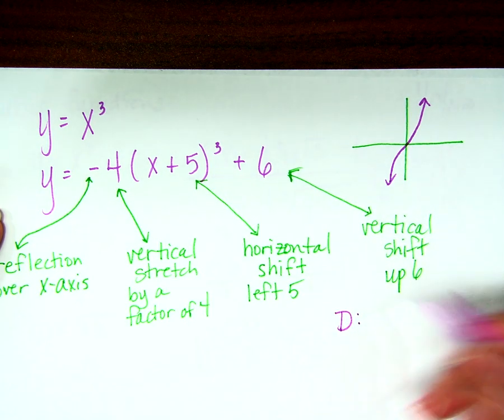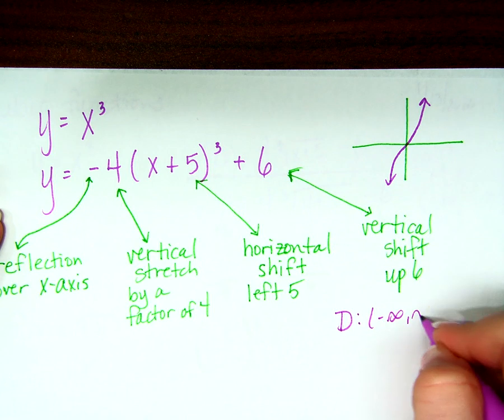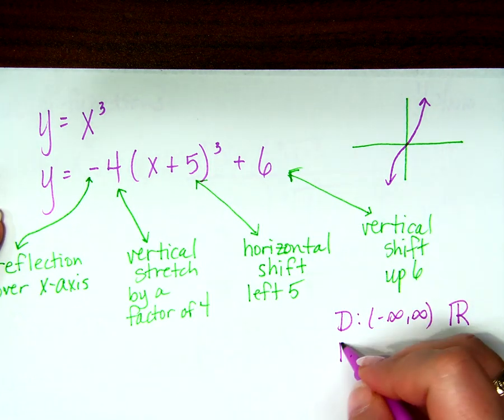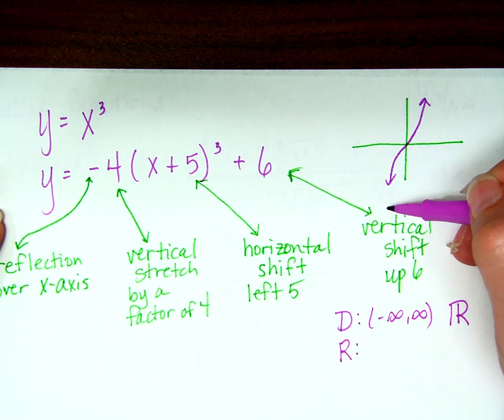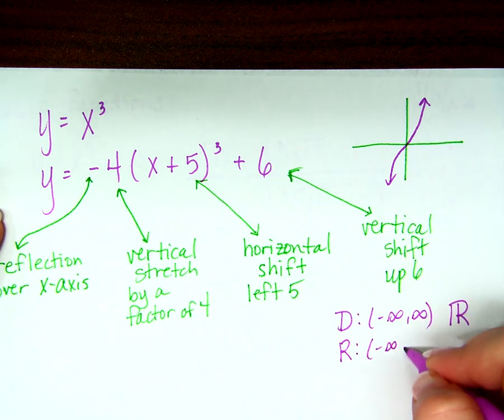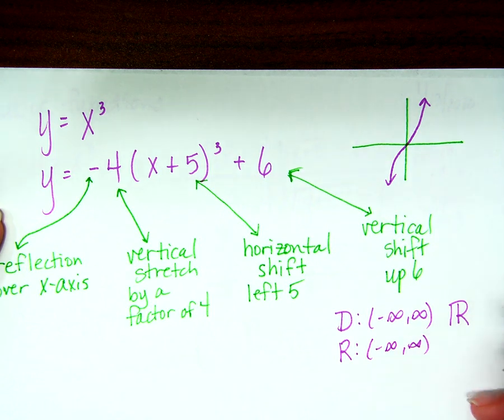The domain is all real numbers, right? What about the range? How far down does it go? And how far up does it go? I like cubics because their domain and range are both all real numbers. Always. If it's a cubic function, no holes or anything like that, x doesn't equal 6 or something ridiculous like that, then yes, domain and range is always all real numbers.